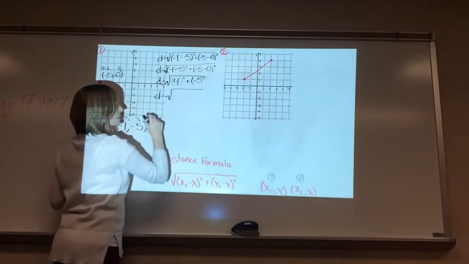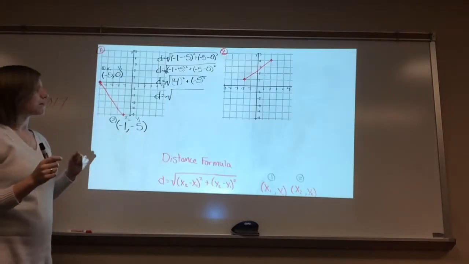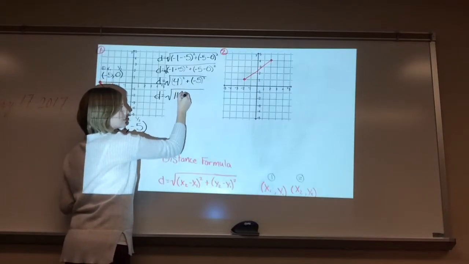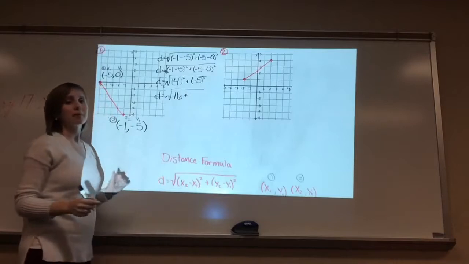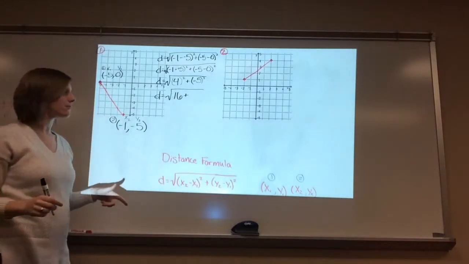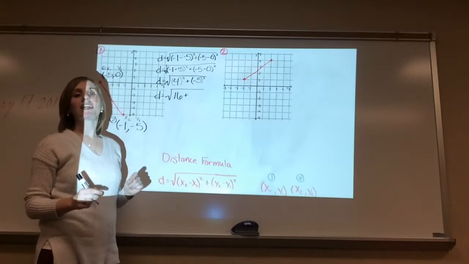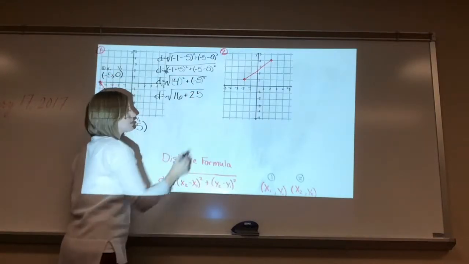We have our square root still, 4 squared, or 4 to the second power. That means 4 times 4. So 4 times 4 is 16. And then we add to that negative 5 squared. That means negative 5 times negative 5. 5 times 5 is 25, and a negative times a negative is a positive. So we'll go ahead and put positive 25.